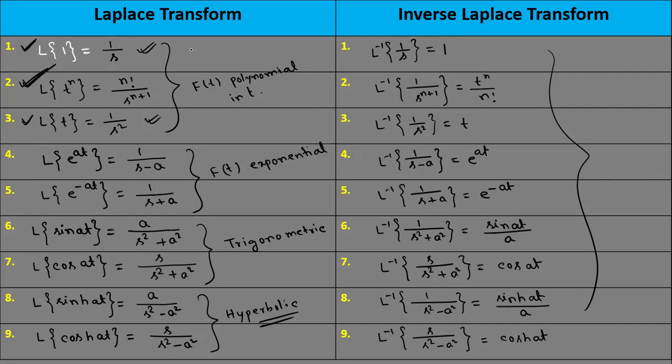Now we have to prove these formulas. But the proof of all these formulas is not important for your examination. I will just solve some specific proofs. So next, I will solve formula number 4. Formula number 4 is Laplace of e to the power at, which equals 1 by s minus a. We have to prove this.